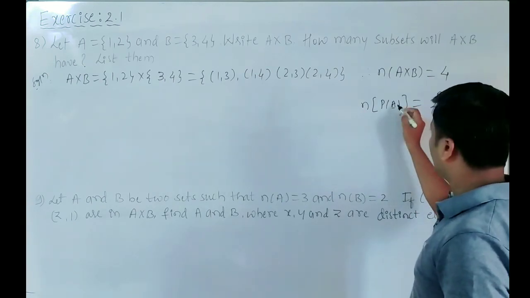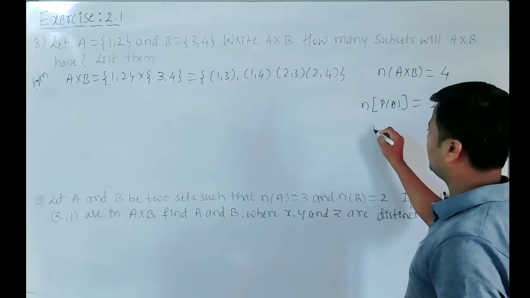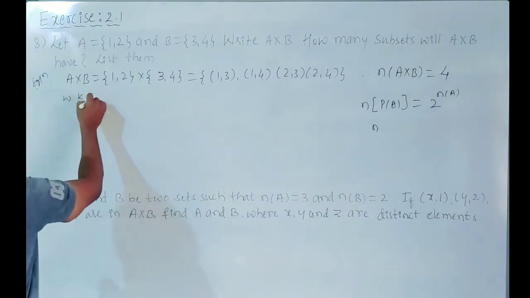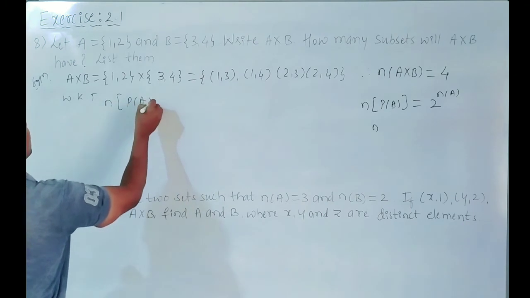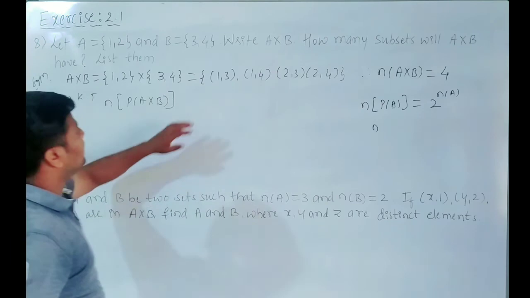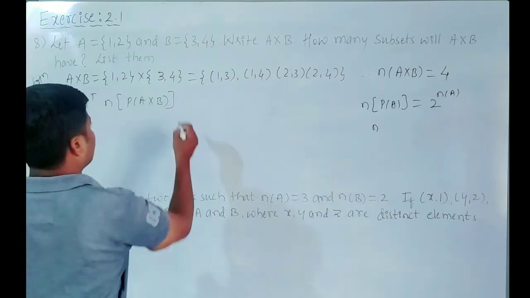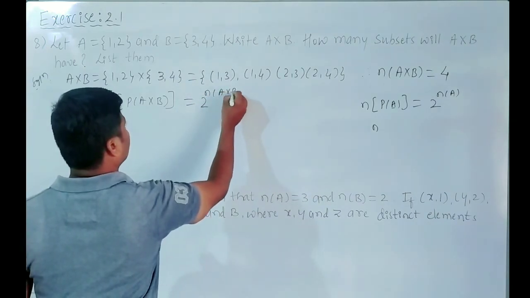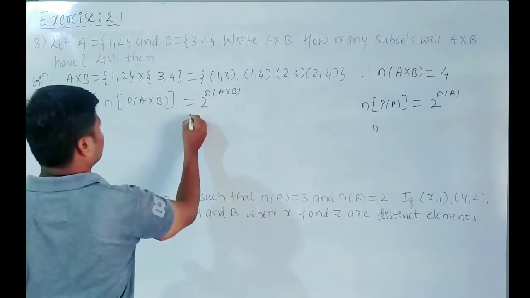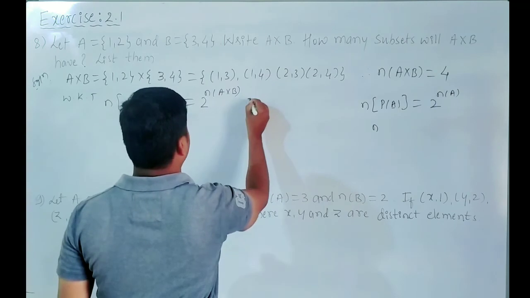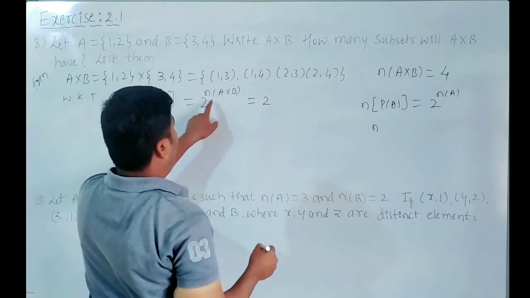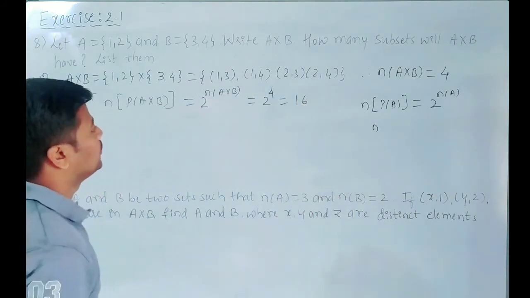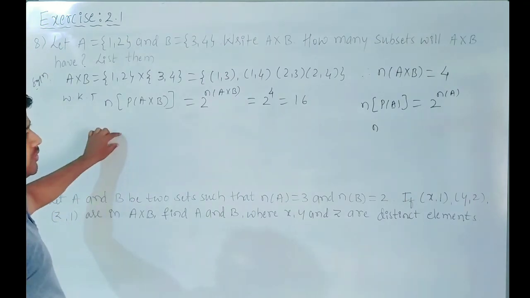Here we have A cross B. Therefore, using the number of subsets formula, we take N of P of A cross B, because we need the subsets of this set. So N of P of A cross B equals 2 to the power N of A cross B. N of A cross B is 4. So 2 to the power 4 equals 16.